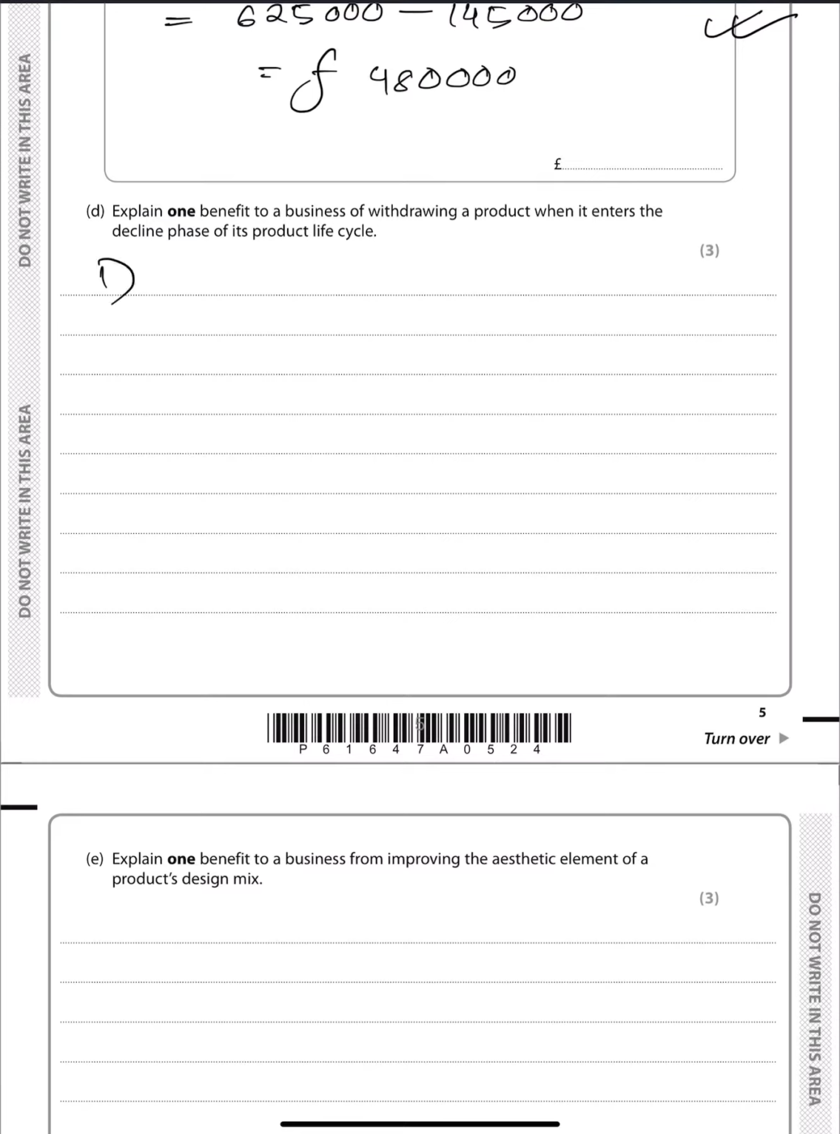So first point, concentrate more on growing products. And how is that beneficial? As a result, these products are more likely to have a longer maturity phase. So if my managers are concentrating more on a product that's already doing well, and if they're devising strategies to make the products do even better, that product will have a longer maturity period.